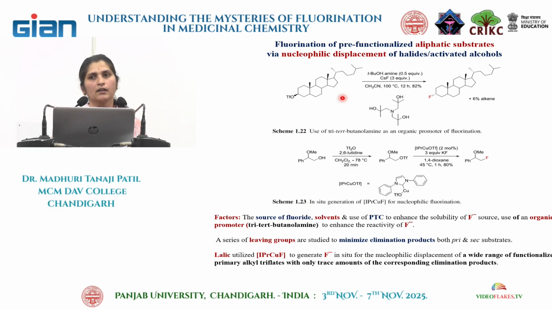Okay, or then you can use TBAF, tetrabutylammonium fluoride. That will increase the solubility. Those are soluble in organic solvents, and you can use such reagents. Or you can use compounds like tri-tertiary butanol amine. These compounds can be used as organic promoters, and they will help to increase the yield of your fluorinated compound by reducing the amount of elimination product, right? Because you have learned that whenever you want to introduce fluorine, sometimes you get a double bond there. HF gets eliminated and there is a double bond.